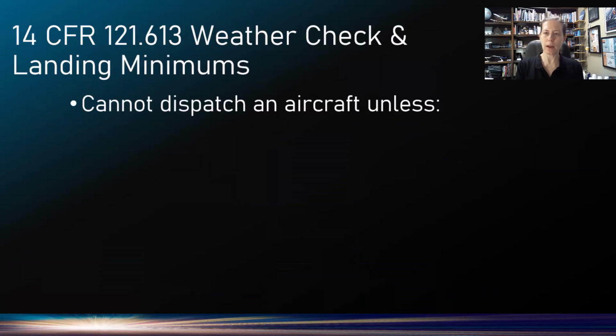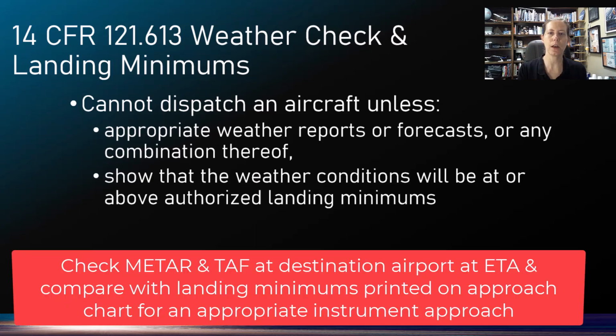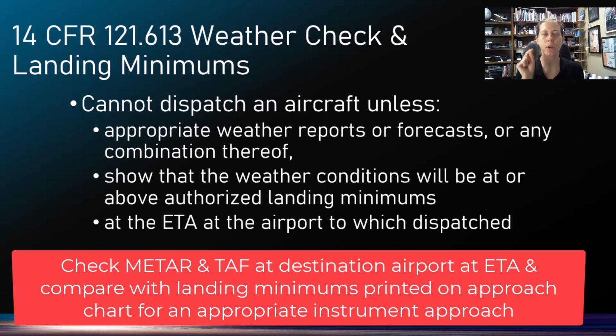So check. METAR shows minimum visibility for takeoff. Awesome. Okay, so now we're going to talk a little bit more in depth about 121.613. That's our landing minimums check. All right, we can't dispatch the aircraft unless weather reports, forecasts, or any combination thereof show that weather conditions will be at or above authorized landing minimums when we're going to the airport to where we're dispatching to. That would be my destination. Notice this is slightly different.